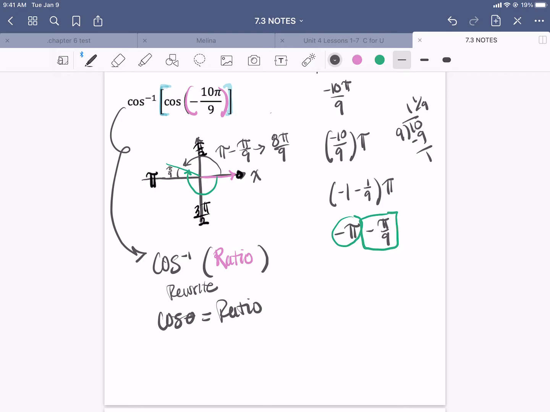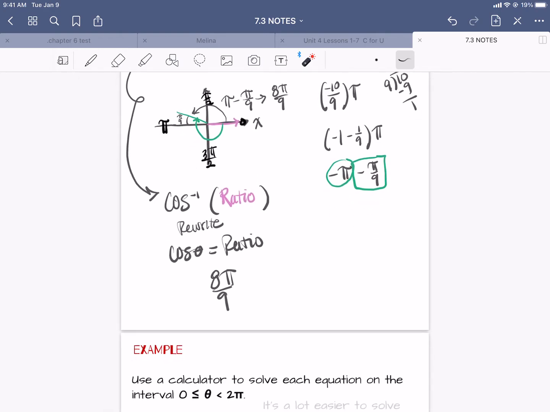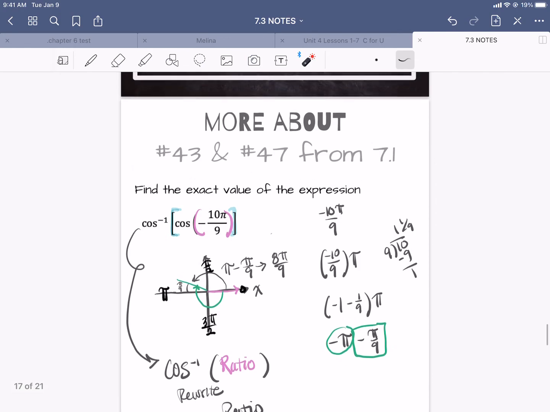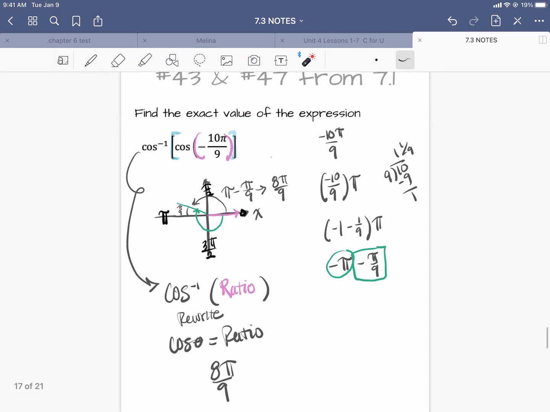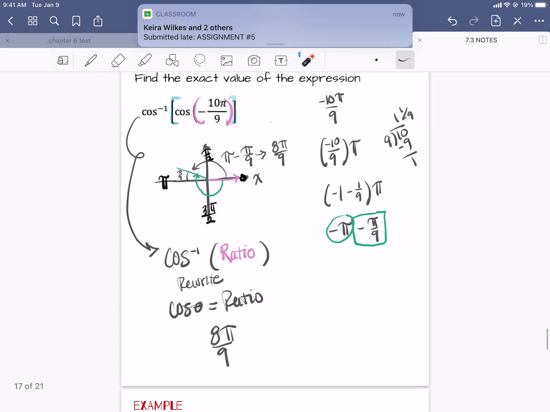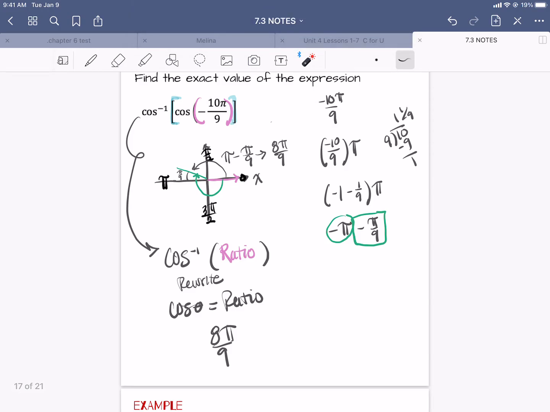So this is where you can only use the restricted domain because we're given this as something to evaluate. When we solve our equations, they're telling us to use only positive angles and give as many as you can, okay? So that's how that worked in 7.1. And that's how this is going to work in 7.3. But in 7.3, we're using the whole circle, right?